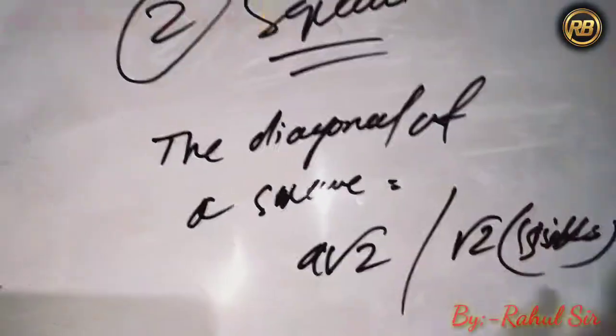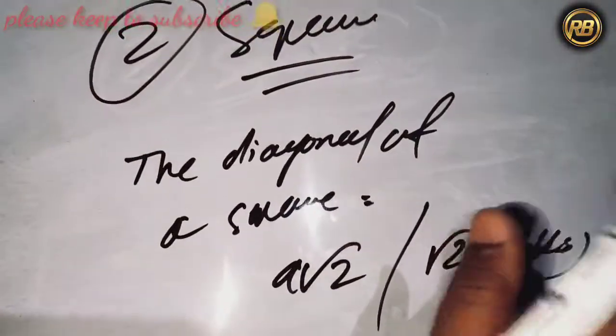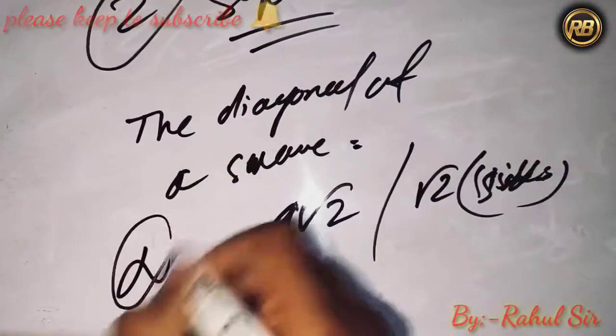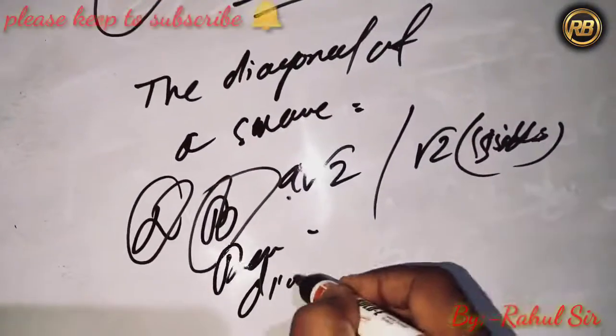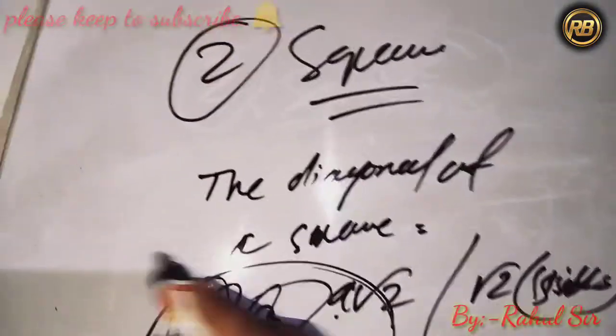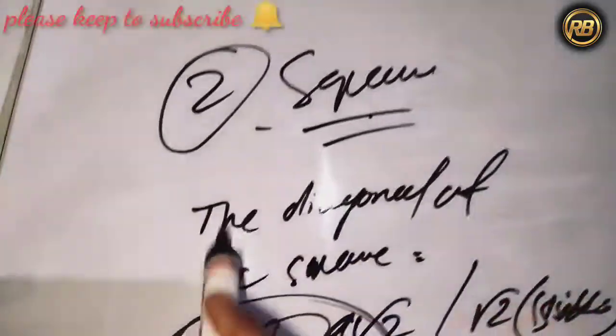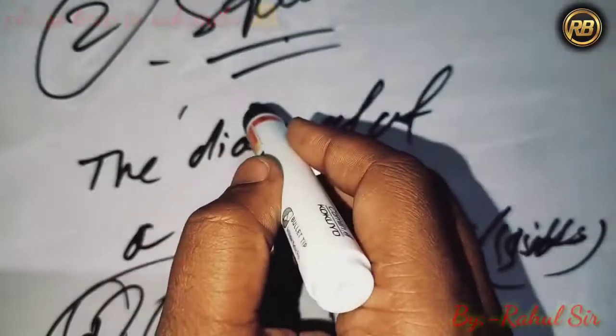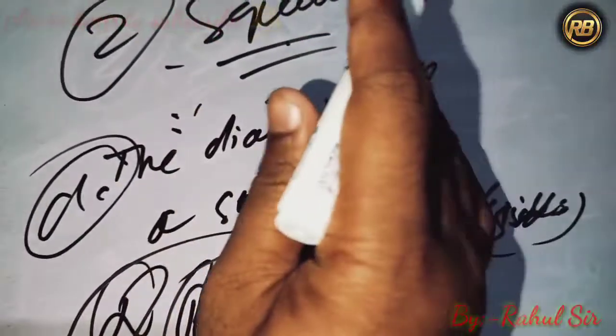Now the class is ended, and today we remember the area, length, breadth, perimeter and diagonal of a rectangle. And second is the square. We have discussed the side, perimeter, and diagonal of a square.